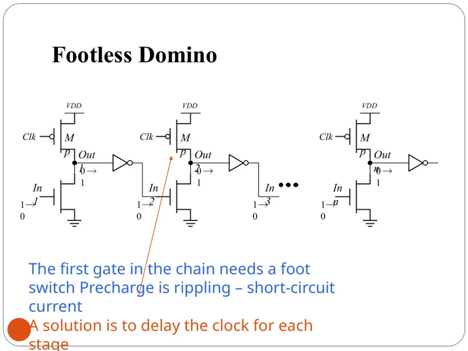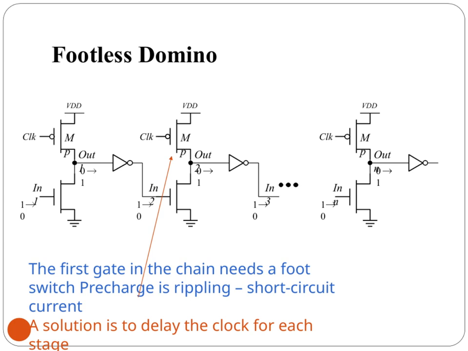Here we're looking at the footless domino logic style. The key point is that the first gate in this domino chain requires a foot switch to avoid unwanted switching. However, within the chain, precharge causes a ripple effect, which leads to short-circuit current that can reduce efficiency.